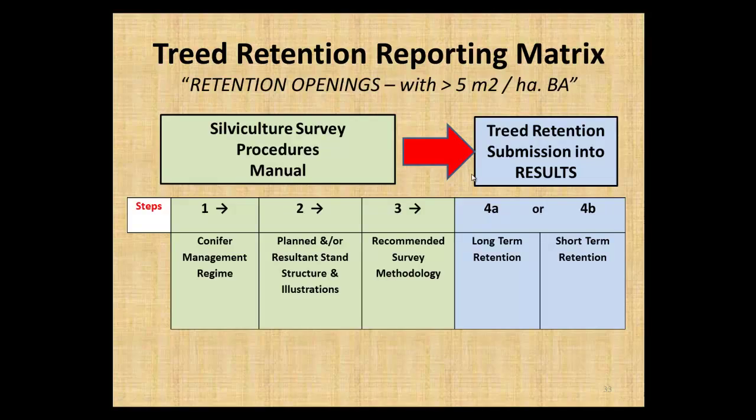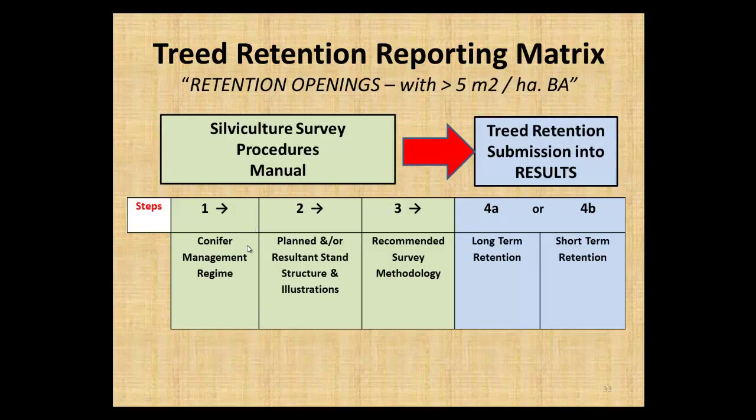What I've done is broken it down into basically 4 columns, and then you move through the matrix from left to right. We start at number 1 and make our way over to number 4. The first step is the conifer management regime. And again, let's highlight that this is for conifers. We're not dealing with mixed wood or deciduous management specifically in reporting here. So we're just dealing with conifers. We'll keep it simple right now. So there's another removal of complexity.